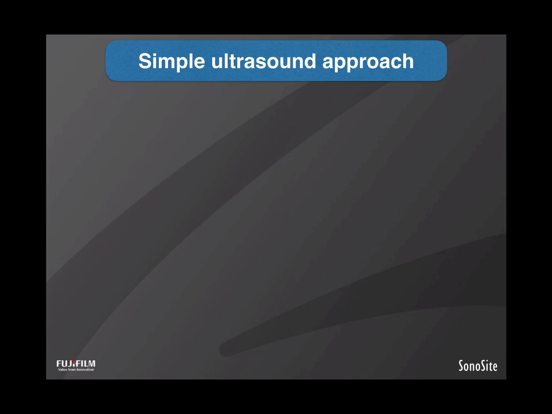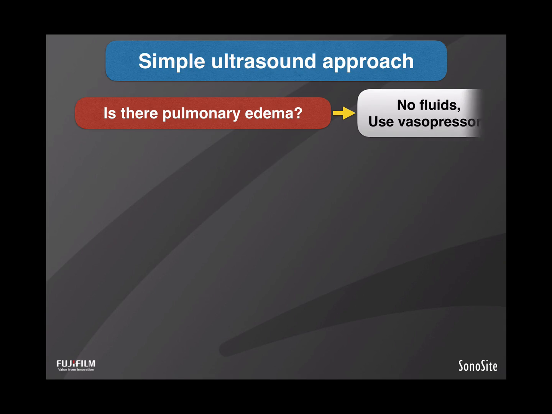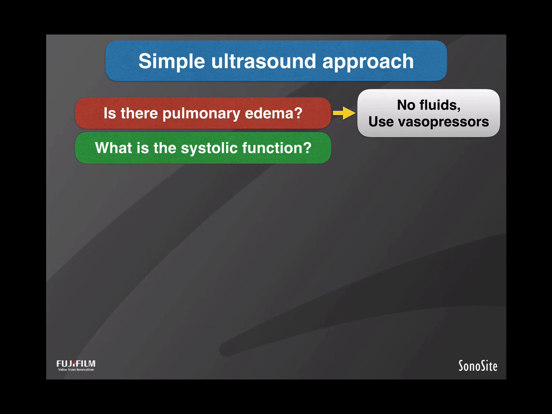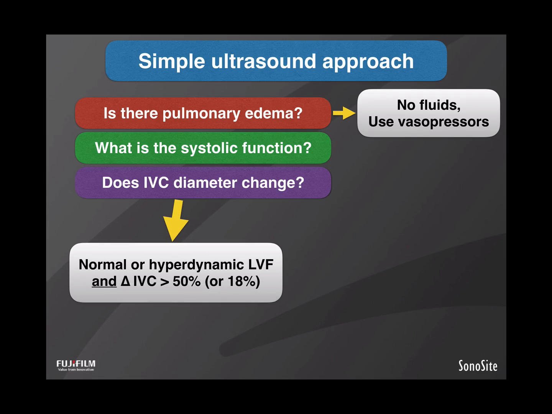So once again, with the simplified approach, you want to check for pulmonary edema. If there is presence of pulmonary edema, go straight to vasopressors and don't use fluid. If there is no presence of pulmonary edema, then we'll want to look at the systolic function, and we'll also look at the IVC diameter change. And if there is normal or hyperdynamic systolic function, and also more than 50% respiratory variability associated diameter change with the IVC, or in those who are mechanically ventilated 18%, then we can give fluids.